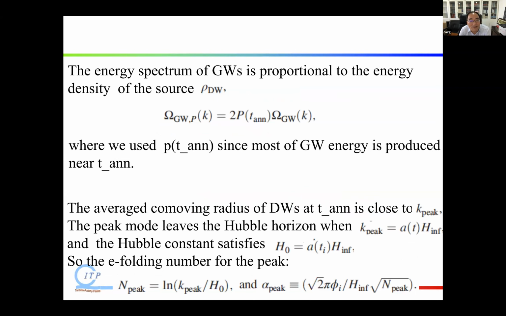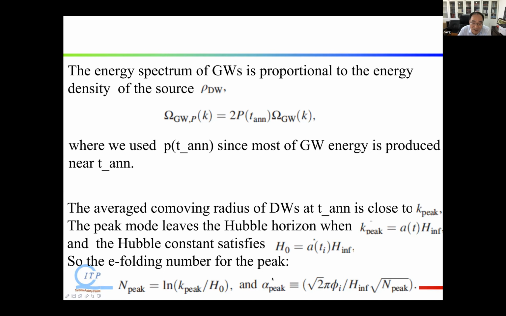The energy spectrum of gravitational waves is proportional to the energy density of the source. Here we mainly consider the time around the annihilation of the domain wall. Then the average comoving radius of the domain wall at T annihilation is close to K peak. The K peak modes leave the Hubble horizon during inflation, when the Hubble constant satisfies this. This is currently the Hubble constant. This is the initial time during the inflation. So the e-fold number for the peak is given by this one.